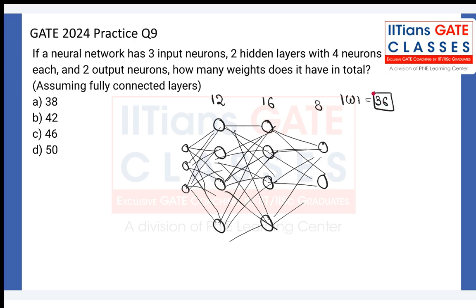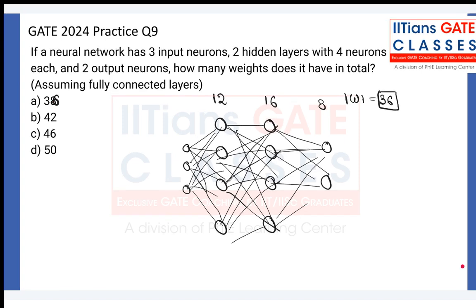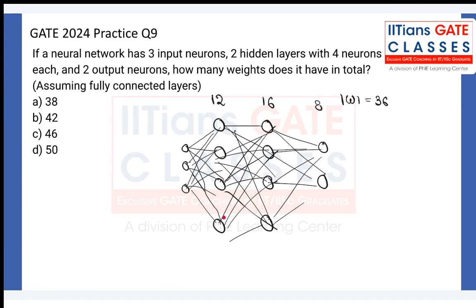There is no option, right? Although GATE would have added this as an option and you would have marked it, the answer is wrong, because you also have to consider the biases. So what is a bias? Here is one bias, 1, 2, 3, 4. So this is 4 biases. Here also you will have 4 biases. Here you will have 2 biases. So you add 10 to it. With the biases, you will get 46. 46 is the right answer. This is for your bias terms.